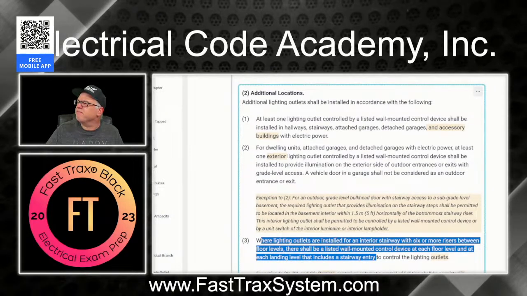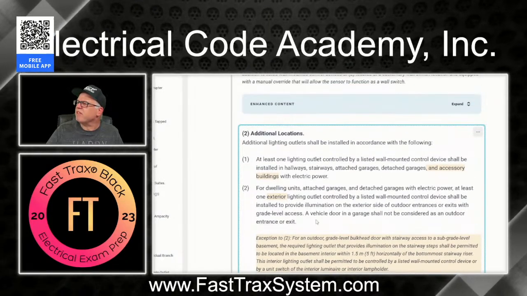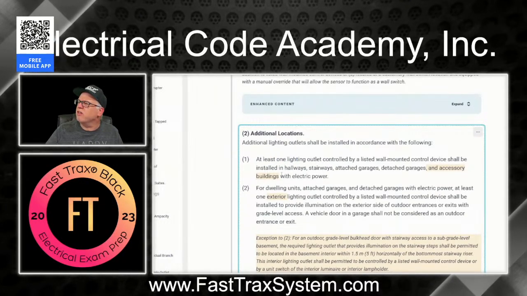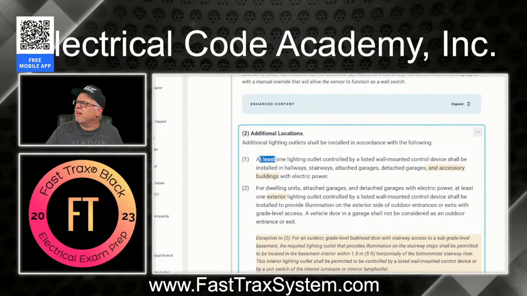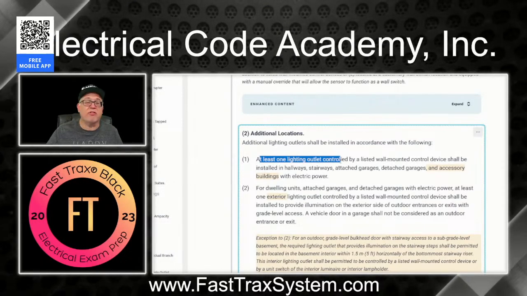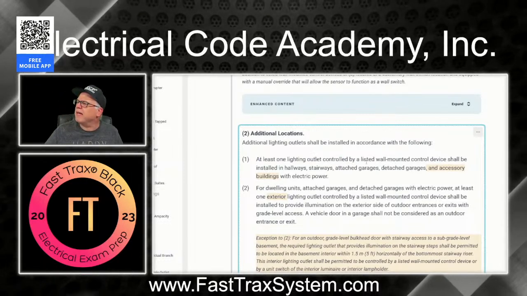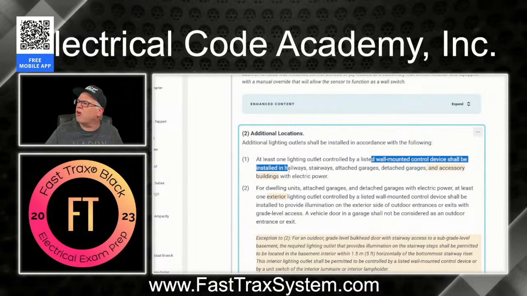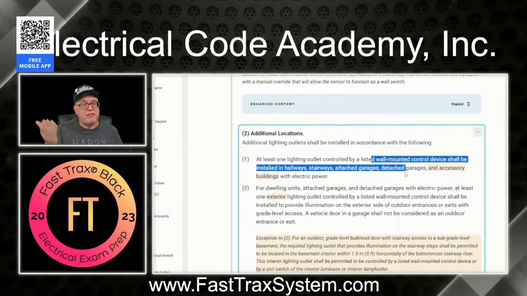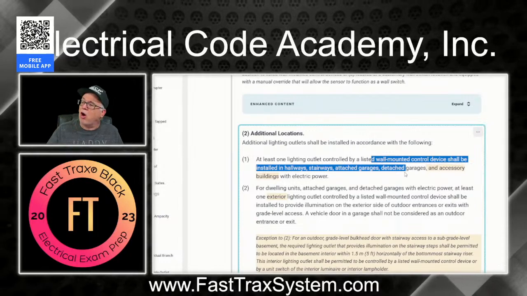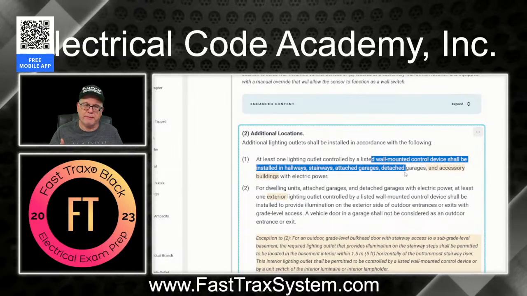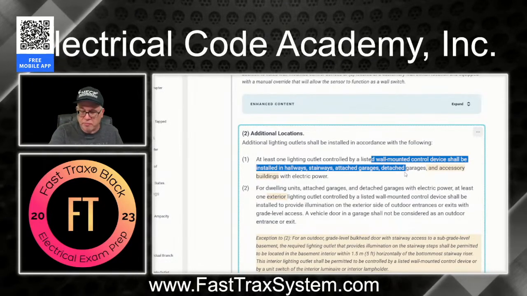How about that? Okay. Now, as far as the lighting, here's where the additional requirement is: you have to have at least one lighting outlet controlled by a listed wall-mounted control device installed in hallways, stairways, detached garages. So that's the rule that requires the light there. All we did was look at the rule that requires when you have to switch it at multiple levels, and the number of risers. So that takes us back to the question.